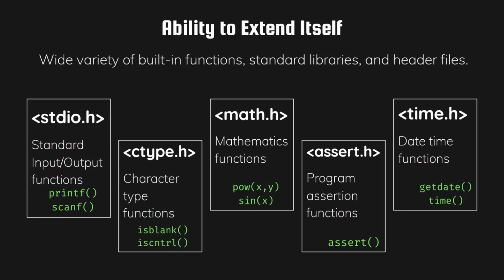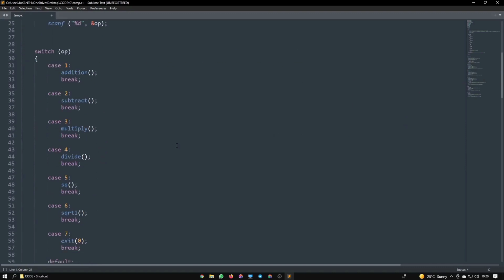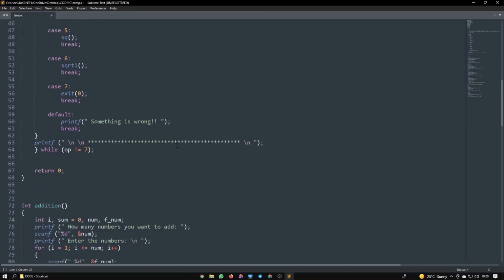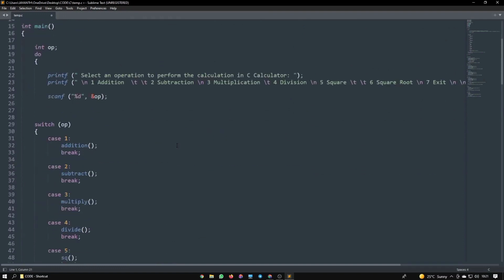Ability to extend itself. A wide variety of built-in functions, standard libraries, and header files are available within C language. We will discuss this in detail in chapter 1, Structure of C Programming Language. The programming code in C language is much smaller than in the predecessor programming languages like BCPL and assembly languages. These are the main reasons we are using the C programming language.